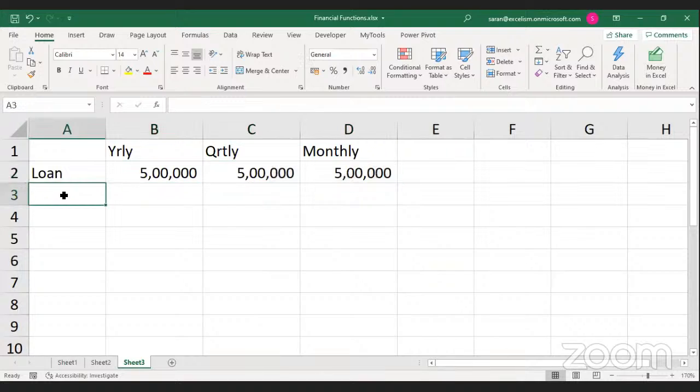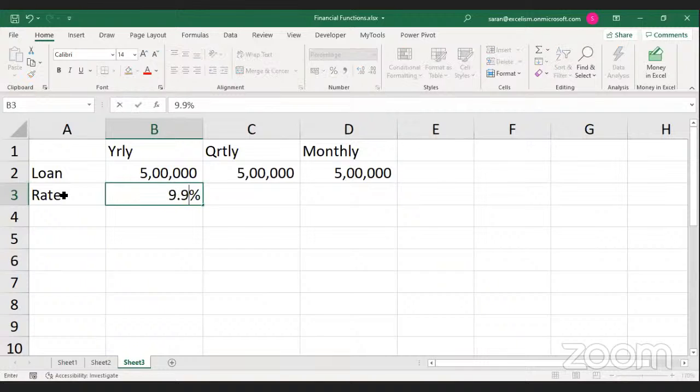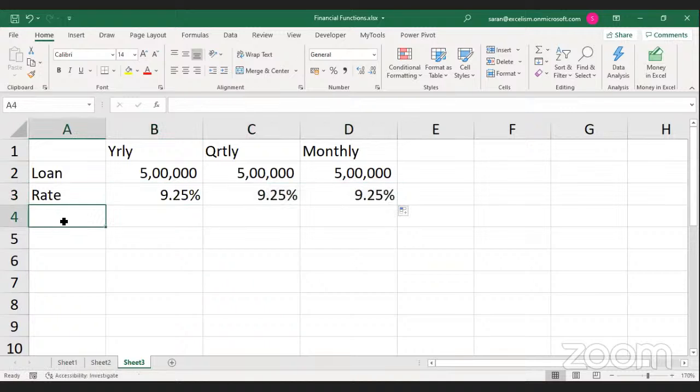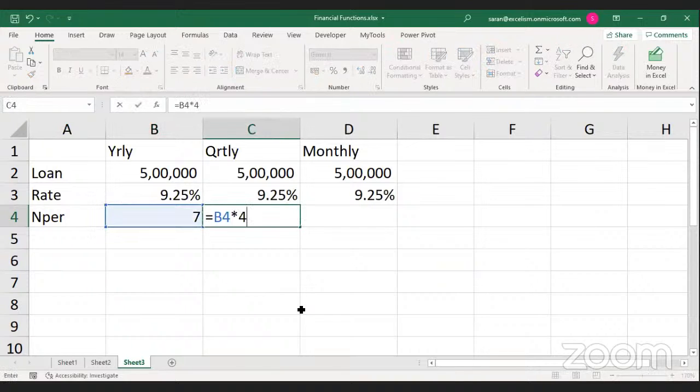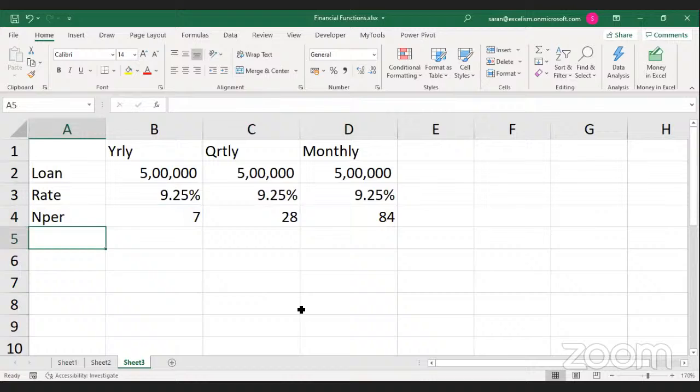So the banker said the rate of interest is 9.25%. Let's say our Poonawalla Finance, for which the Institute of Chartered Accountants of India has an agreement, it's 9.98%. So for the time being, let it be 9.25. So let me drag this down. Then the number of periods for which I want to pay here is 7 years. Here quarterly means this into 4, number of periods monthly, this into 12. Simple. I hope you got the point, right?